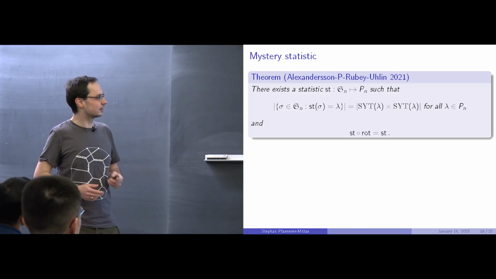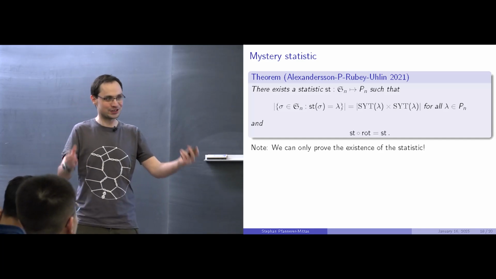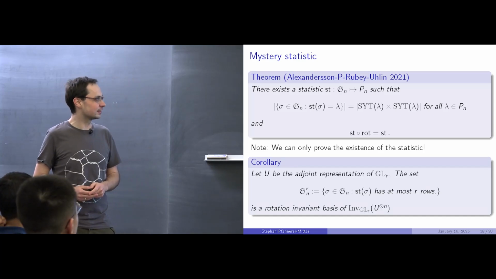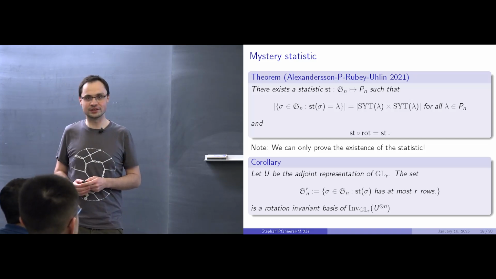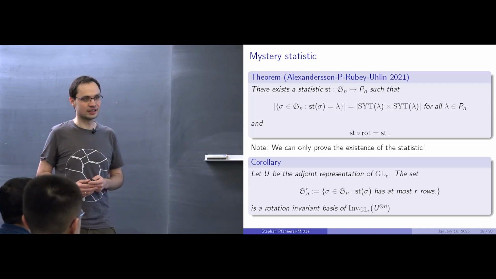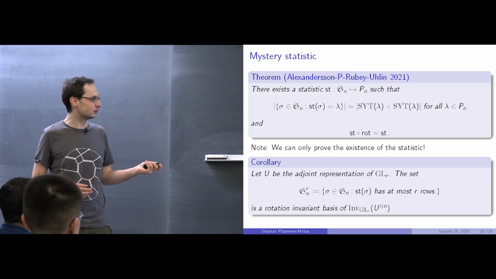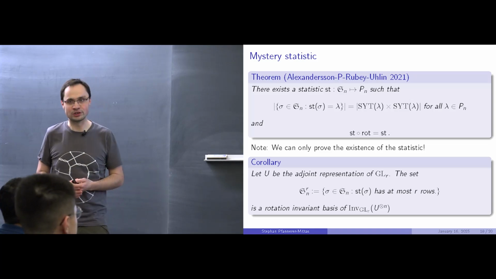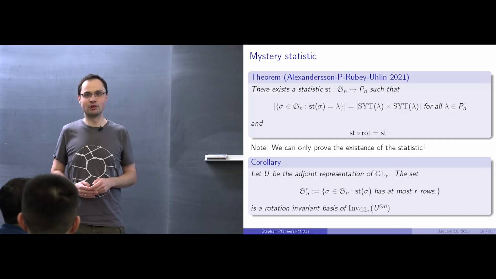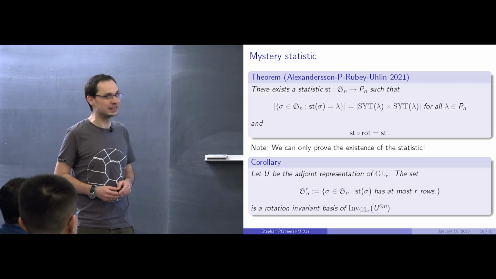And when you have a statistic like this, oh yeah, we can only prove the existence of this statistic, so it's like this mystery statistic. But when you have a statistic like this, you can construct a set S_n,R where you choose those permutations that have a statistic value where the partition has at most R rows. You collect those together, and then it turns out that a set S_n,R like this must give you a rotation invariant basis for the invariant space for the adjoint representation. And so that's why we really care about it.